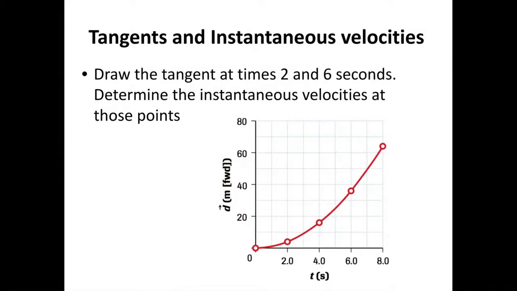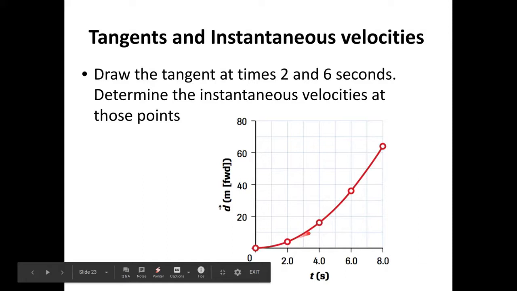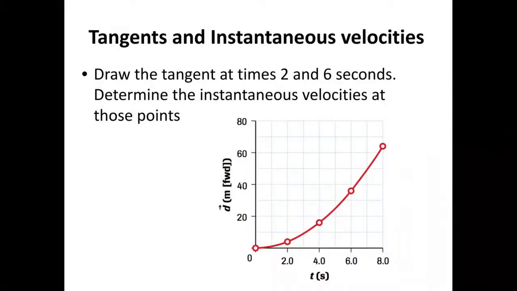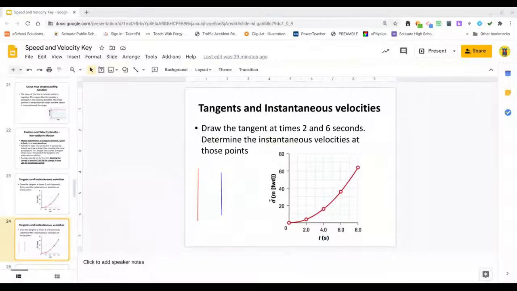Okay, so in this situation right here, we have a line curving up for position. So this is showing us acceleration, right? It's not linear. What they're asking you to do right here is to draw 2 tangent lines, one at 2 seconds and one at 6 seconds. I'm just going to show you how I would do that. I'm going to have this red line right here. That's what I'm going to use for the 2 seconds, and then the blue line I'll use for 6 seconds.